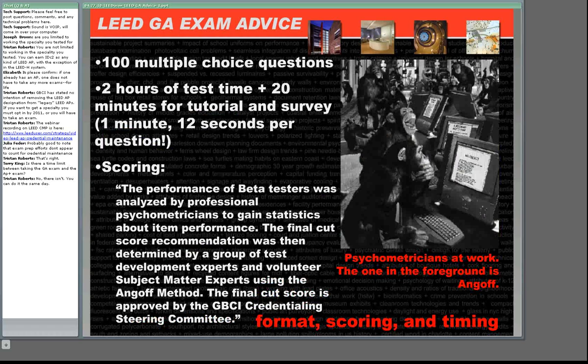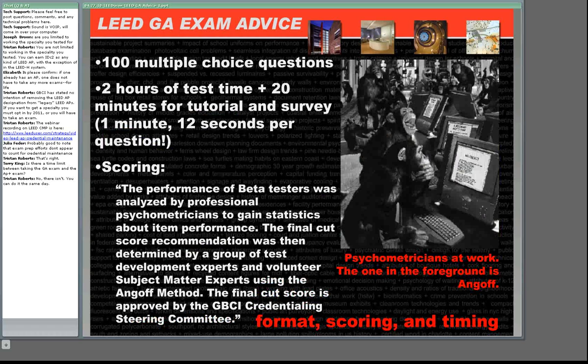The way it's been in the past, and I checked into this in detail yesterday, is there's a weighted score of anywhere from like 150 to 200, and the cutoff was 170. I looked through the candidate handbook for the LEED GA exam, and they didn't even say that. They said, basically, this quote here, that it's analyzed by psychometricians to gain statistics on item performance. The final cut score recommendation was then determined by a group of test development experts and subject matter experts. The bottom line is we don't really know what it's going to be.